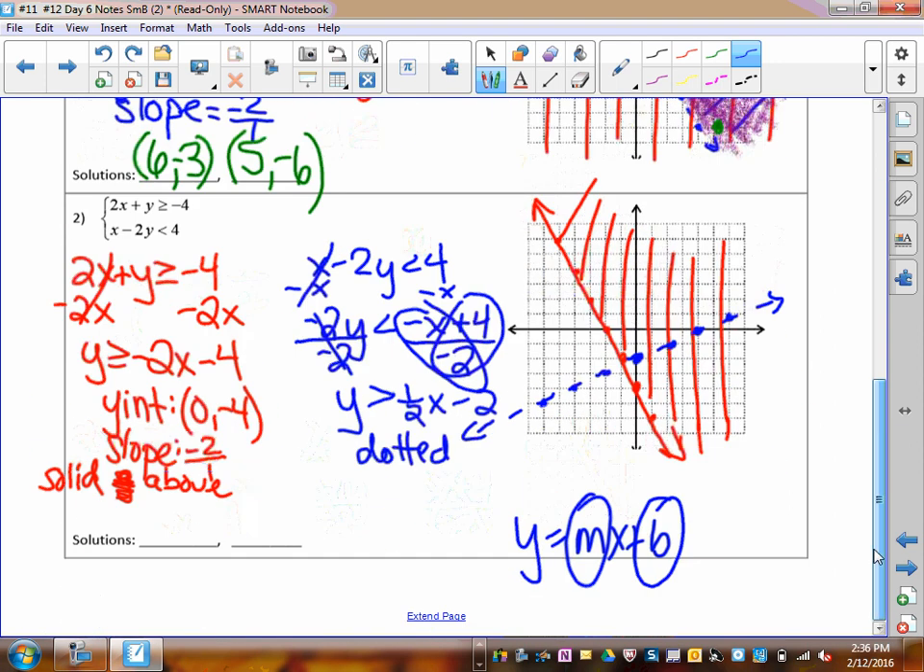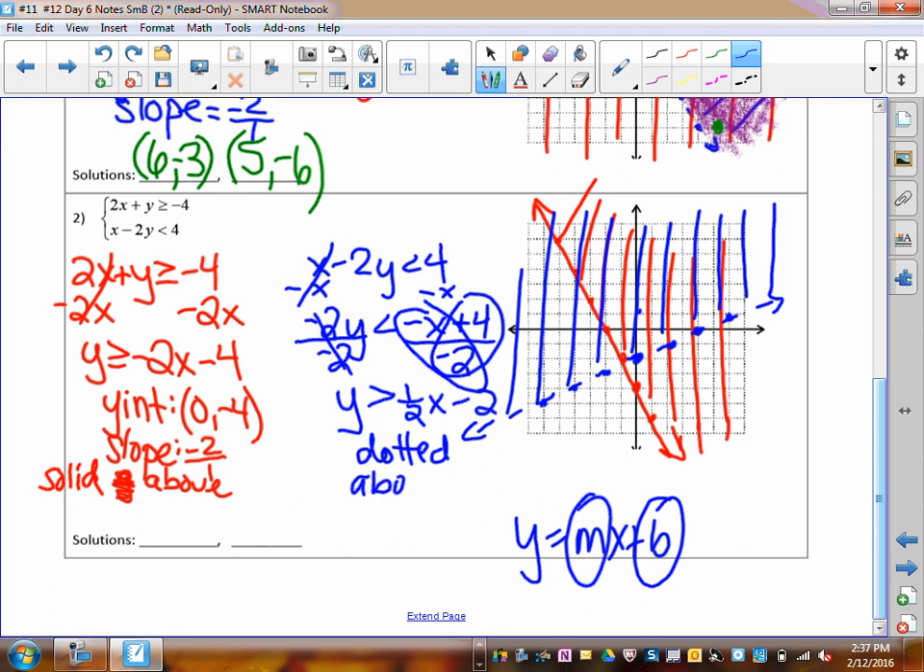Also, if you're not sure, take a look at your y-intercept. It says greater than. A number that is greater than negative 2 would be positive 2. That's above, right? So we're going to shade above. Lightly shade that. And we nicely shade our overlapping region, where the overlap is. And we don't go past our lines.